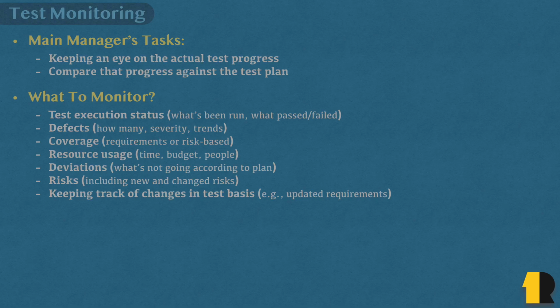Also, deviations from the test plan need to be spotted. And I guess you want to see what's not going according to the test plan before it becomes a full-blown problem. And of course, you also need to keep track of risks, not just the old ones, but also any new risks that might pop up as the project progresses. Also, if the project's or the product's requirements change for any reason, which happens a lot, by the way, in real life, your monitoring needs to capture that too.